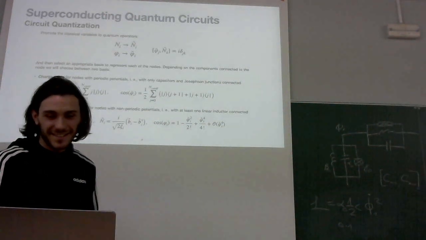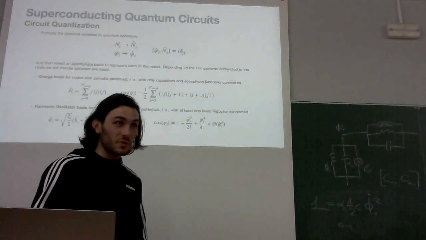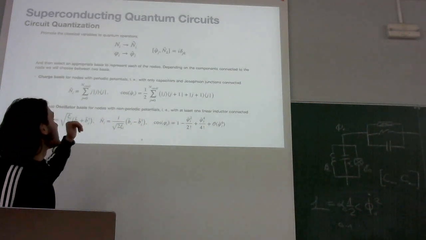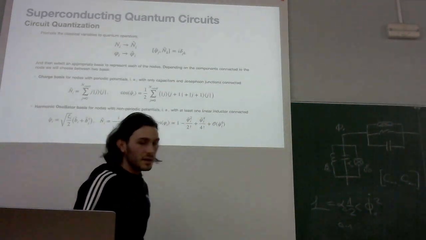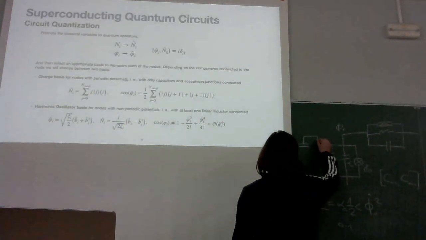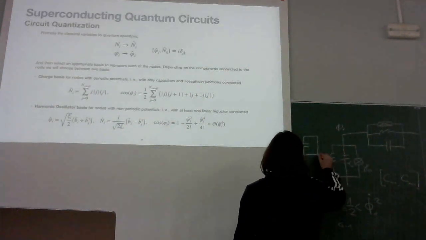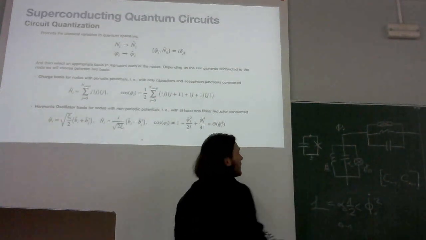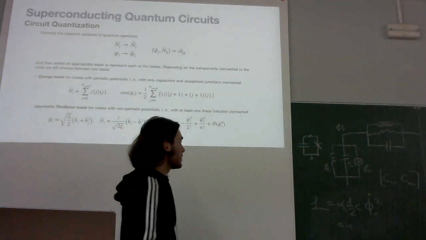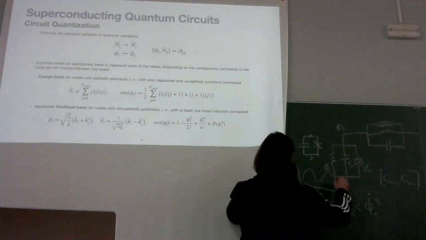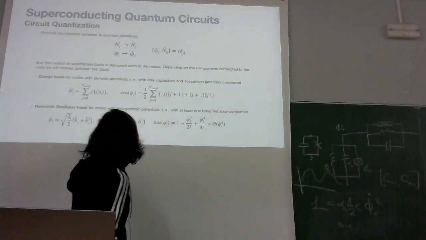Okay. I mean, to obtain the spectrum of the transmon qubit, for example, we use this basis here, the charge basis, because in the transmon qubit, in the node, we only have connected a Josephson junction and a capacitor. So if you look at the potential, it would be the periodic potential. So we use this one here.